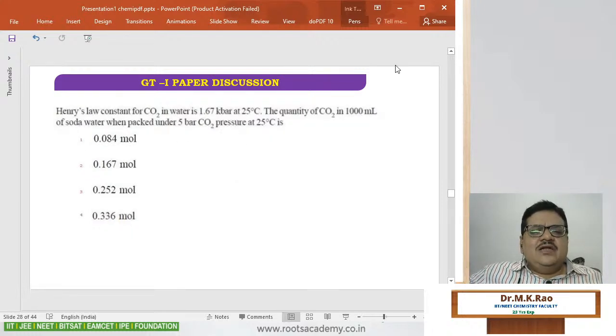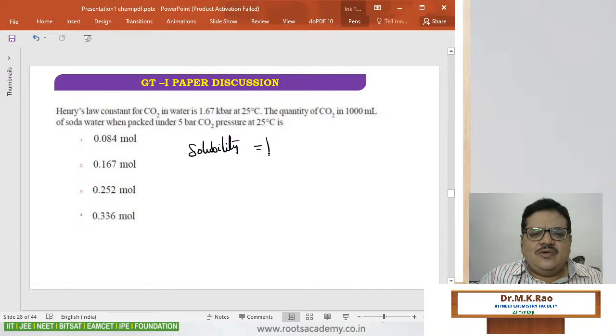Next, Henry's law constant. This is a very interesting and important point. According to Henry's law, what is the formula? Solubility is equal to Kh into mole fraction. Now it is given under 5 bar pressure.